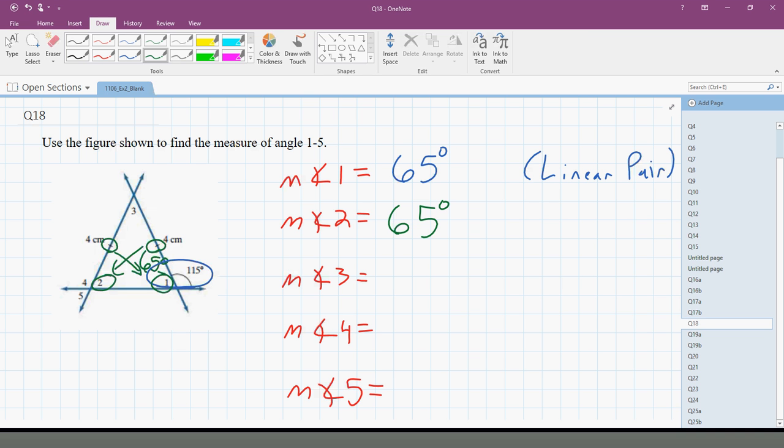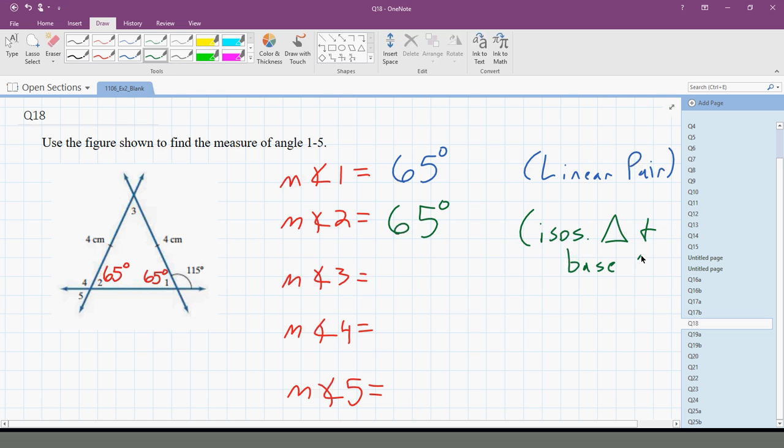So that's why we know angle 2. And now we can do everybody else. Now that we know that, yeah, that's the real key to this problem. Once we know these guys, we can get everybody else. Because basically the key was knowing that angle 1 was a linear pair, and then for angle 2, you were using isosceles triangles and base angles. That's where angle 2 came from.